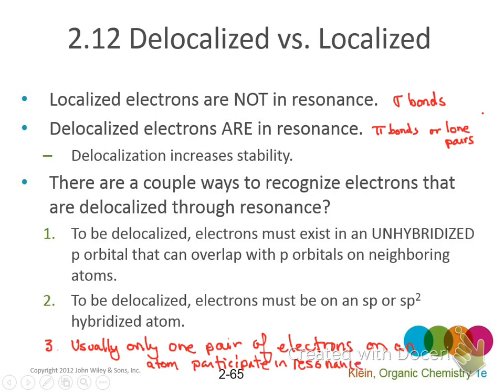I'll explain it more as we get into the next few slides, but that's because in order for the electrons to participate in resonance, the p orbitals have to overlap with each other. So remember, let me just underline that part, because that's probably the most important part of that sentence. P orbitals have to overlap with each other in order to participate in resonance.